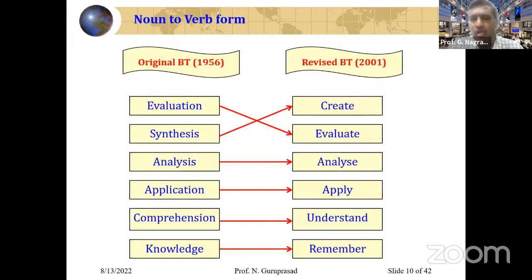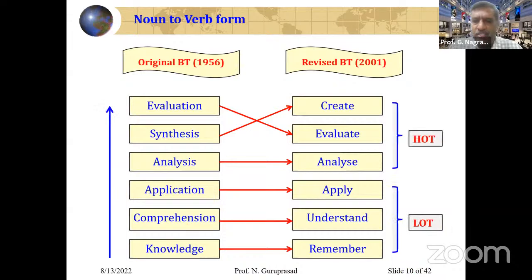Anderson and Krathwohl's revised Bloom's taxonomy. The only small change in the taxonomy levels was that the first 4 levels were the same, but the 5th level, that is synthesis, which was there in the original taxonomy, now moves up to the 6th position. And now in the verb form, it is called create. And the evaluation, which was there in the original taxonomy, has slightly come down to the 5th position. Of course, the cognitive level still remains the same, that is evaluate, and the transition is from noun to verb form.